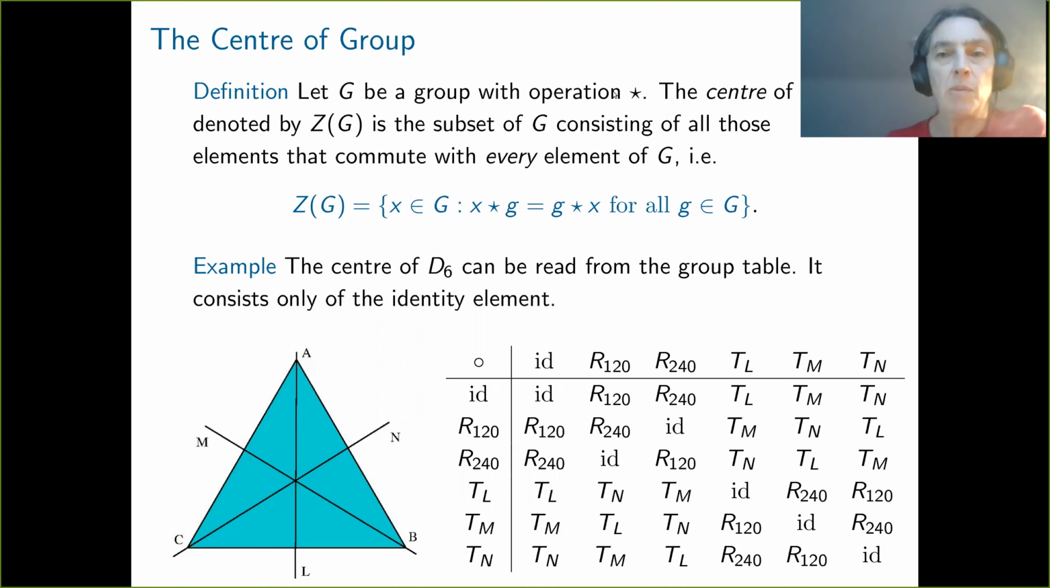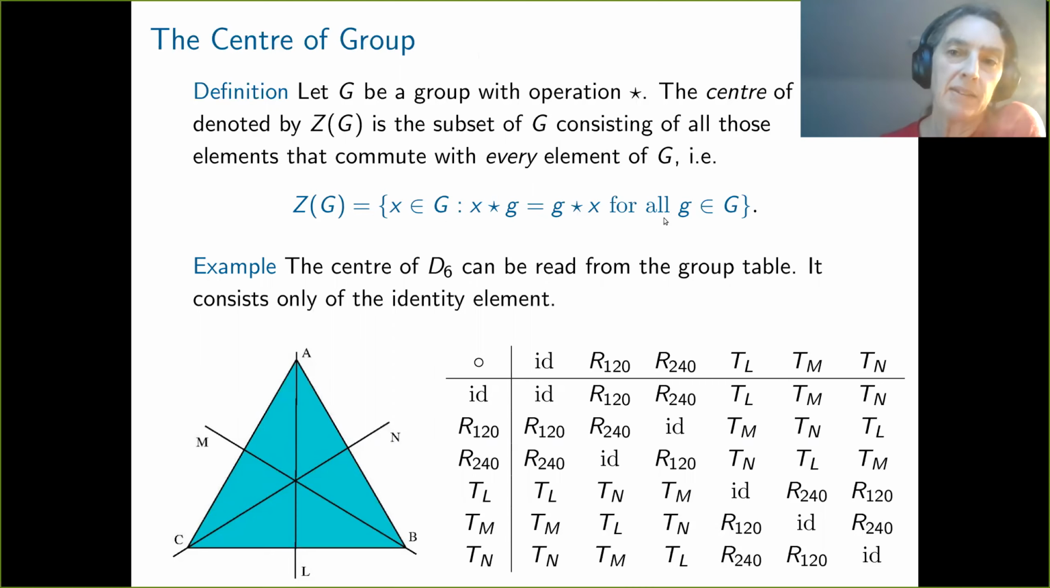If G is a group with operation star, then the center of G, denoted by Z of G, is the subset of G that consists of those elements of G that commute with everything in G. In other words, Z of G is the set of elements X of G with the property that for every element little g, composing X with little g on the left or on the right gives the same outcome. X commutes with g if X star g is the same as g star X. If X commutes with every g, we say that X is in the center.